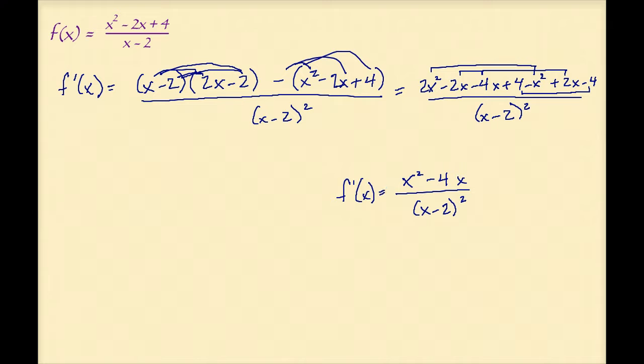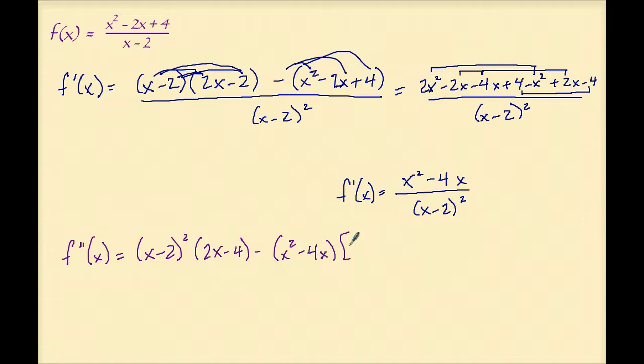Now we'll need to find the second derivative using the quotient rule again. So f double prime of x will now be the denominator, x minus 2 quantity squared, times the derivative of the numerator, which in this case is 2x minus 4, minus the numerator, x squared minus 4x, times the derivative of the denominator, which requires the chain rule, 2 times the quantity x minus 2 to the 1 power times the derivative of what's inside, which is 1, so that's the end of that, all over, and now we have x minus 2 quantity to the 4th power.